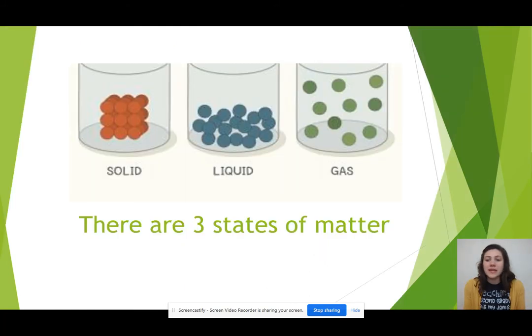There are three states of matter: solid, liquid, and gas. The difference between each of these states is the way the molecules move in the piece of matter. In a solid, you'll see with the red dots, all the molecules are packed tight together. They're not moving and they are forming one shape. In a liquid, things start to get a little bit more fluid and they start to move around a little bit. And in a gas, the green molecules are bouncing everywhere and they're moving around quickly.